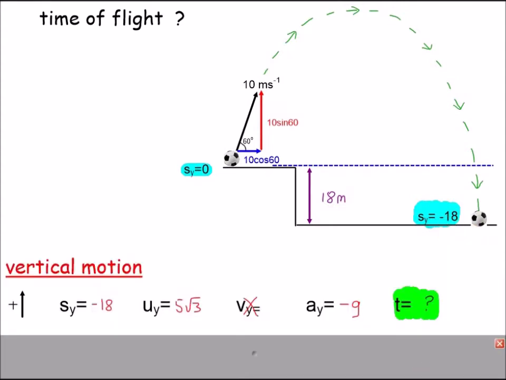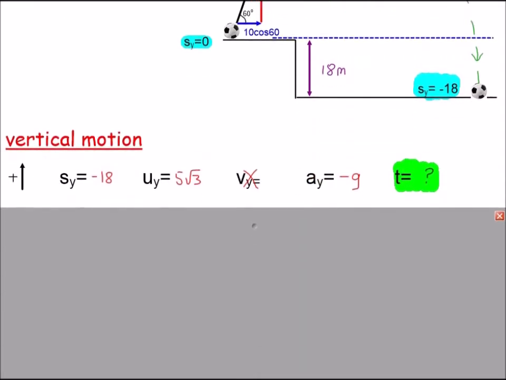So considering vertical motion, positive direction, SY, minus 18 meters, initial vertical velocity, so 10 sine 60 simplifies to 5√3 meters per second. We're not interested in the vertical velocity component here, so I've crossed that one out. The acceleration in the vertical direction, minus g, and we're after t.